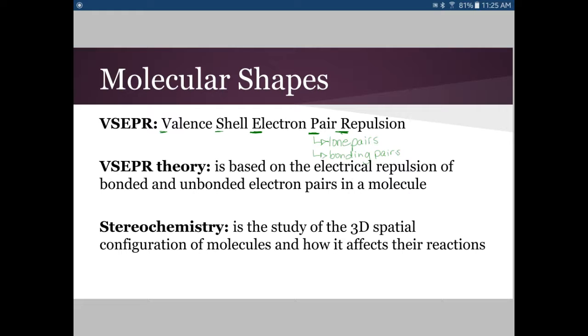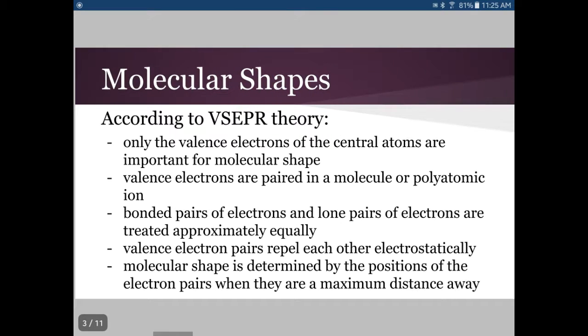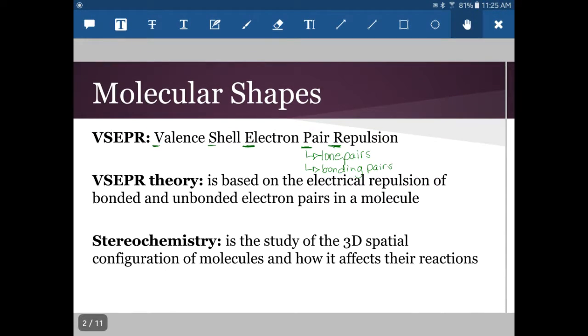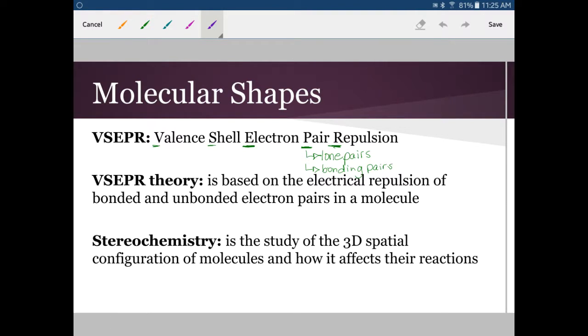So we've seen how we have bonds in between 2 elements, or we have those pairs of electrons that surround our elements. Usually it's a peripheral atom, sometimes it's our central atom, but those lone pairs and bonding pairs will repel each other. It's repulsion. They don't want to be close to each other, which makes sense. There's a bunch of negative charges that don't like to be close to each other. So our VSEPR theory is based on the electrical repulsion or charge repulsion of bonded and unbonded electron pairs in a molecule, which is what we've just basically dissected from our definition there.